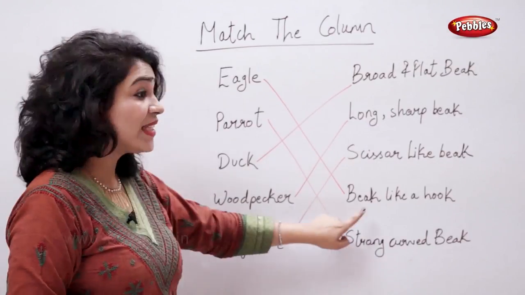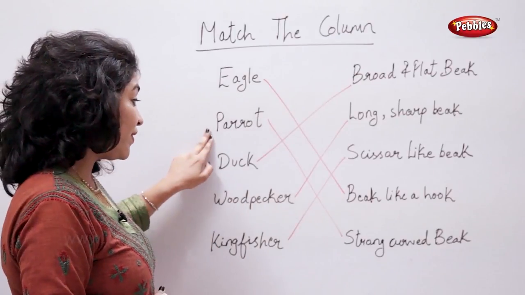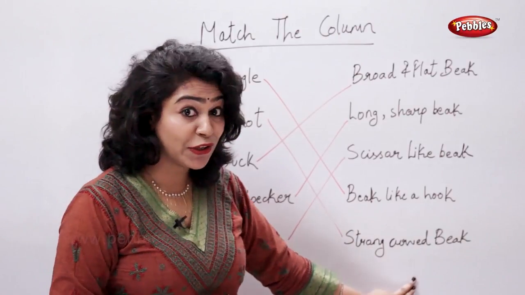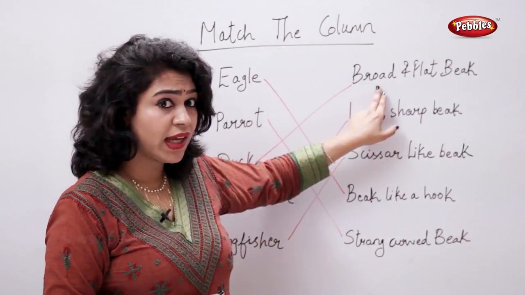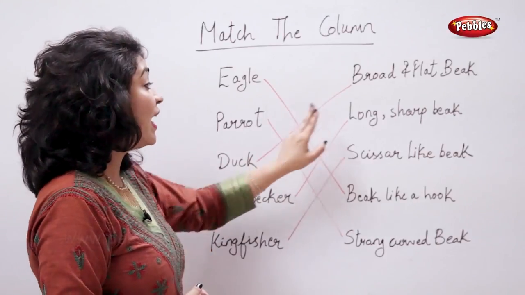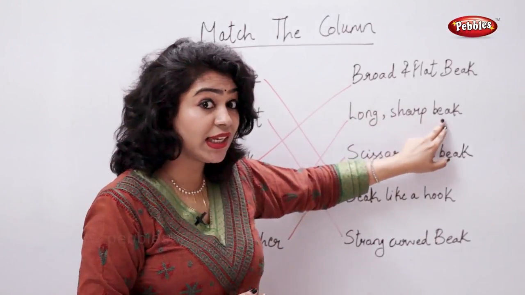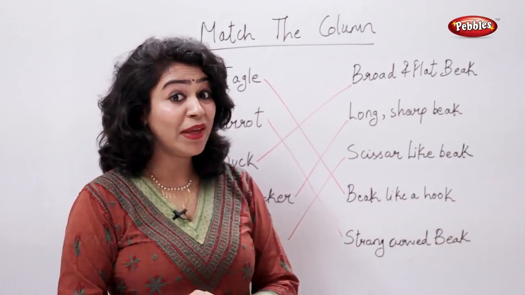Eagle has a beak like a hook. Parrot has a strong and curved beak. Duck has a broad and flat beak. Woodpecker has a long and sharp beak. Kingfisher has a scissor-like beak.